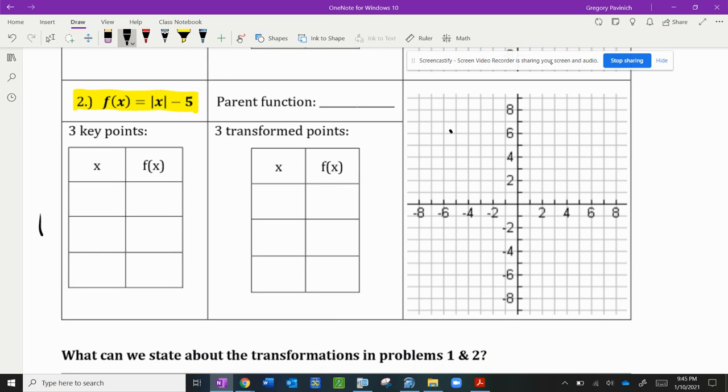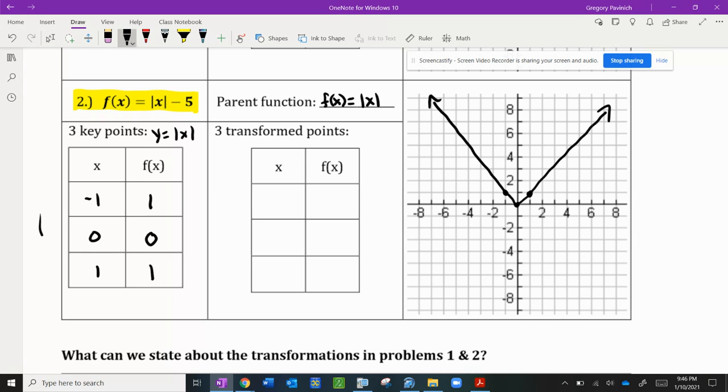The first thing I notice is this function says the absolute value of x minus 5. I see the parent function. It is just the absolute value of x. Now I'm going to plug the key points in and evaluate. I'm going to put -1, absolute value of that is 1, absolute value of 0 is 0, absolute value of 1 is 1. So I have the same 3 key points as the quadratic, but we should know that the shape of an absolute value is 2 straight lines. It makes a V.